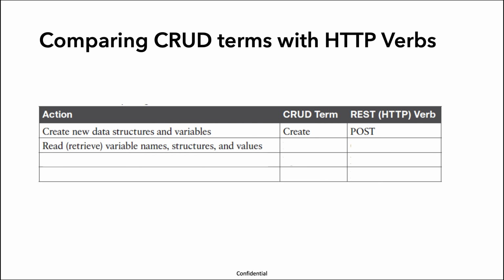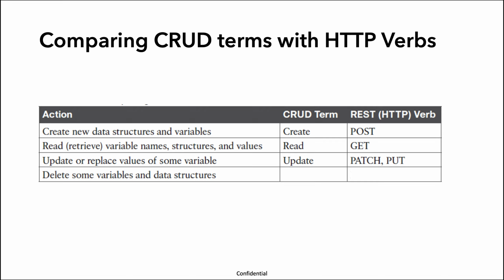Similarly, the read action is used to retrieve an existing resource. In CRUD terms, it is read, and in HTTP, the corresponding verb is get. Similarly, the update action is used to update an existing resource. In CRUD, it is update, whereas in HTTP, the corresponding verb is put or patch. And lastly, the delete action is used to delete an existing resource. In CRUD, it is delete, whereas in HTTP, the corresponding verb is delete.